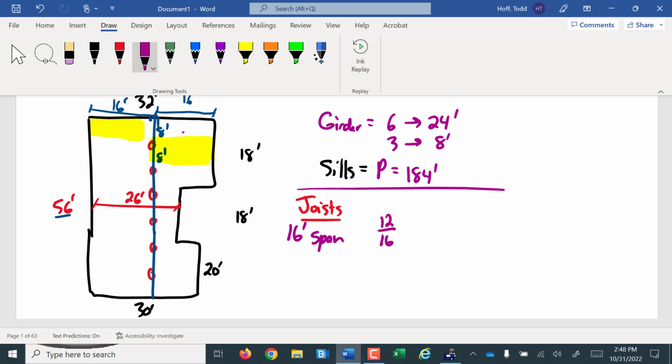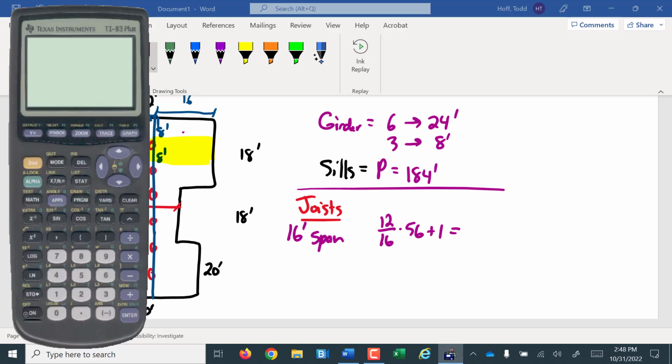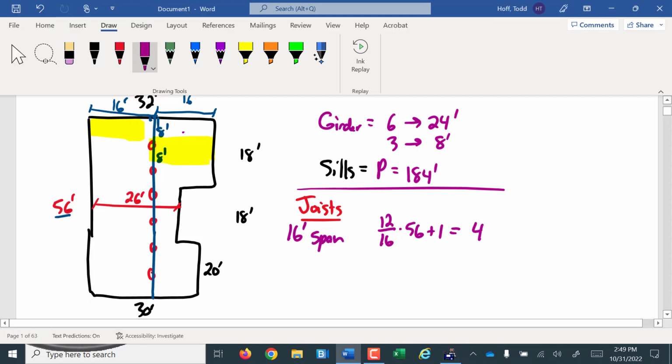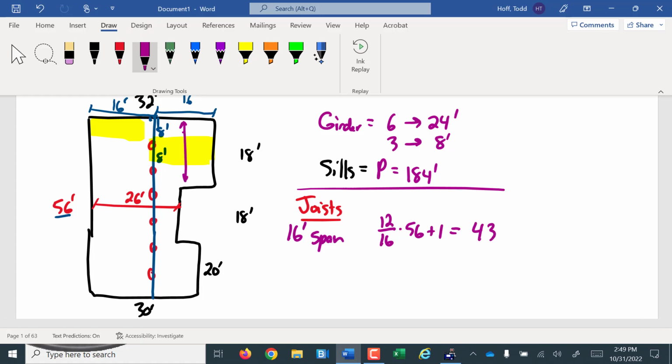So assuming 16 inches on center, it'd be 12 over 16 times 56, plus 1 because we need one on both ends. So we get 43 there. Now we need this one here, has a run of 18. Is 18 modular? It is not. So that means we're going to get a decimal. But we only need a joist. We need the end joist here. There, we do not necessarily need one here because it won't work out on our spacing.